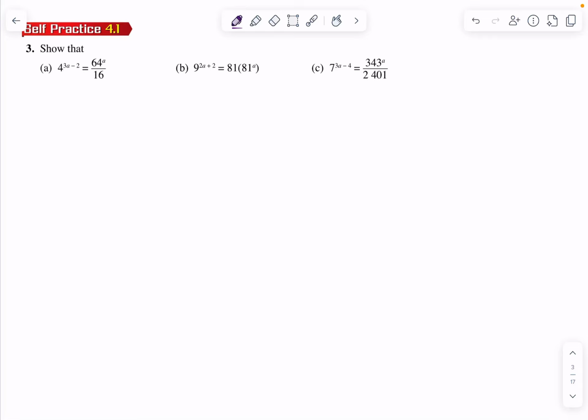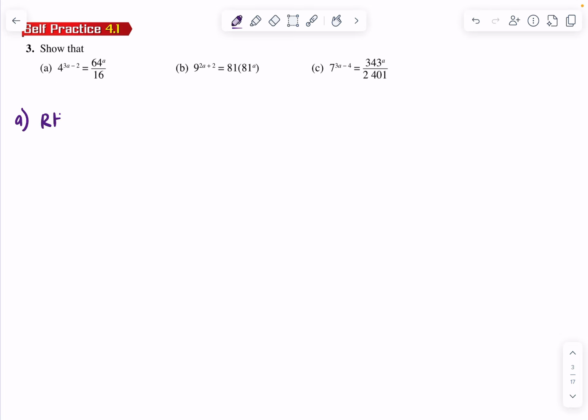Self-practice 4.1 question 3. They're asking us to show that this equals this, right? Whenever we have a show or proving question, we pick one side, either the left-hand side or the right-hand side. In this case, I think we can pick the right-hand side and simplify to get the left-hand side.